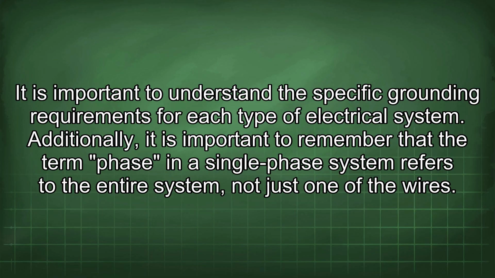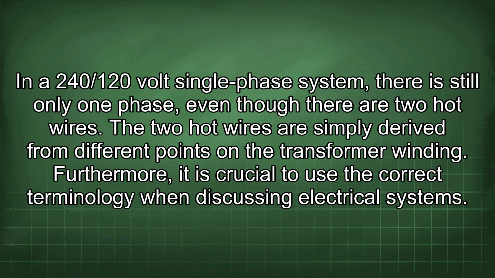Additionally, it is important to remember that the term phase in a single-phase system refers to the entire system, not just one of the wires. In a 240/120 volt single-phase system, there is still only one phase, even though there are two hot wires. The two hot wires are simply derived from different points on the transformer winding.